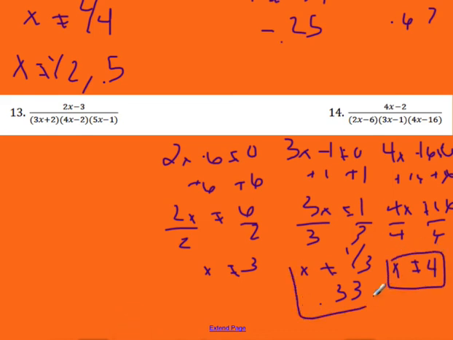So then each of these represent our excluded values for number 14.